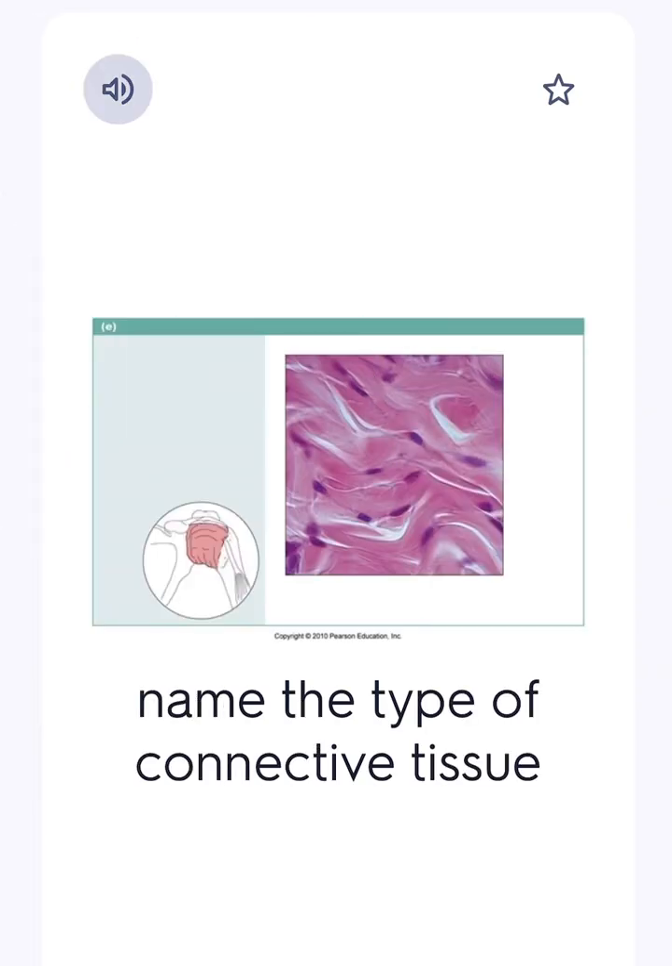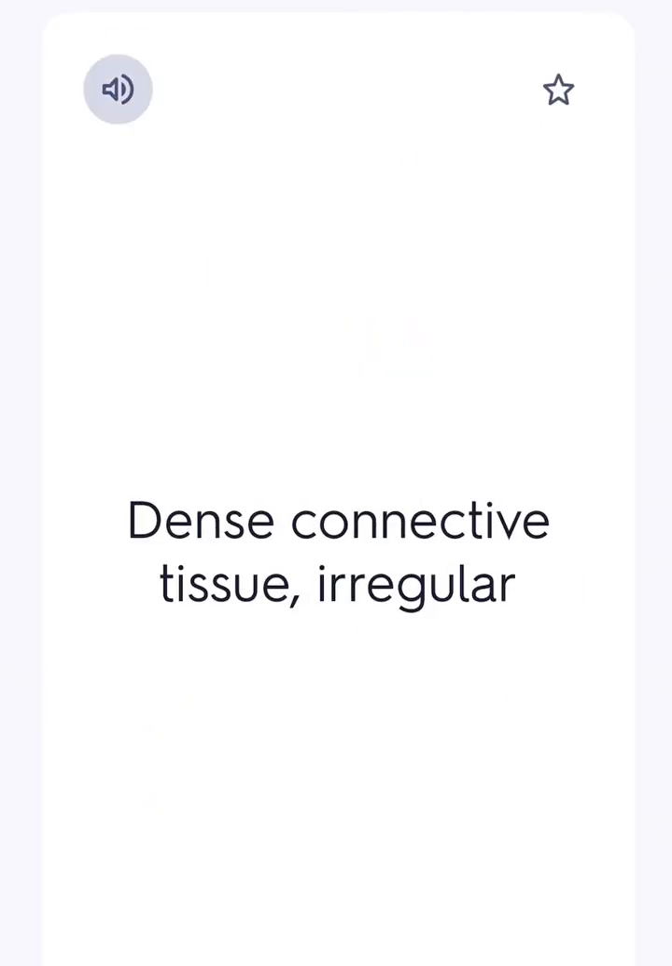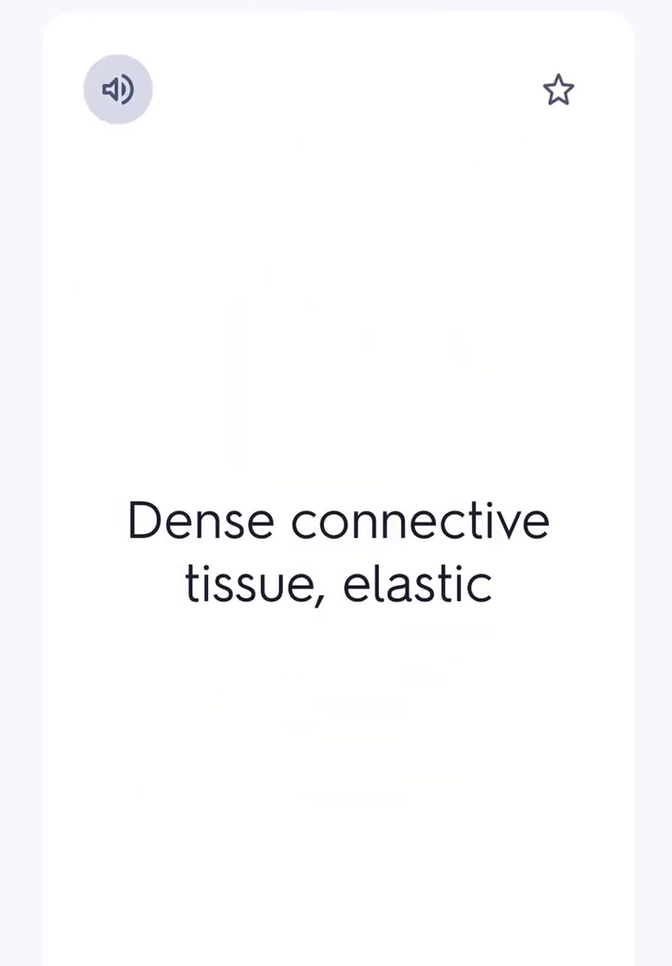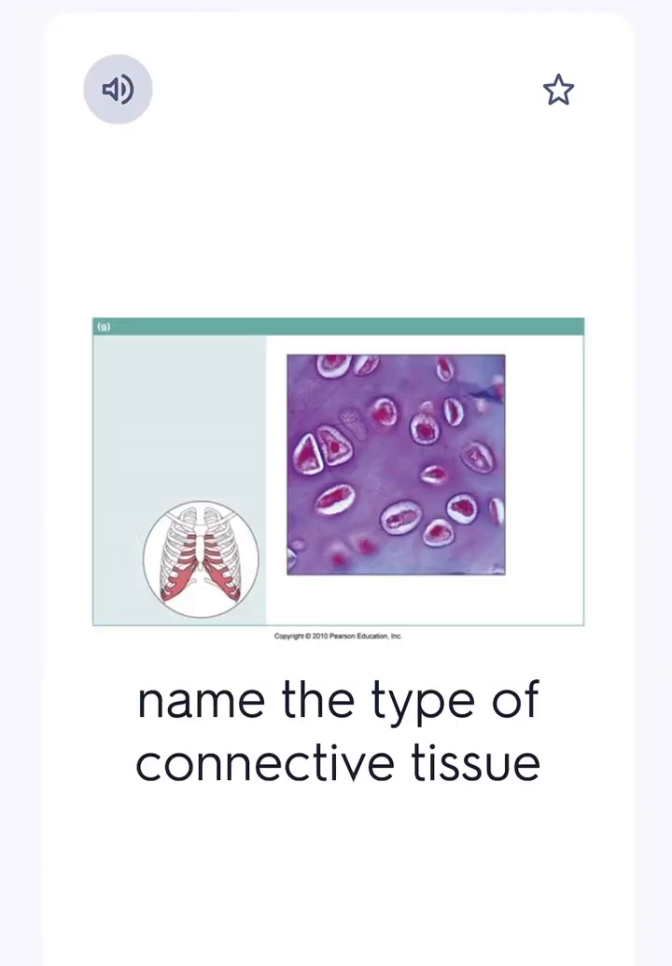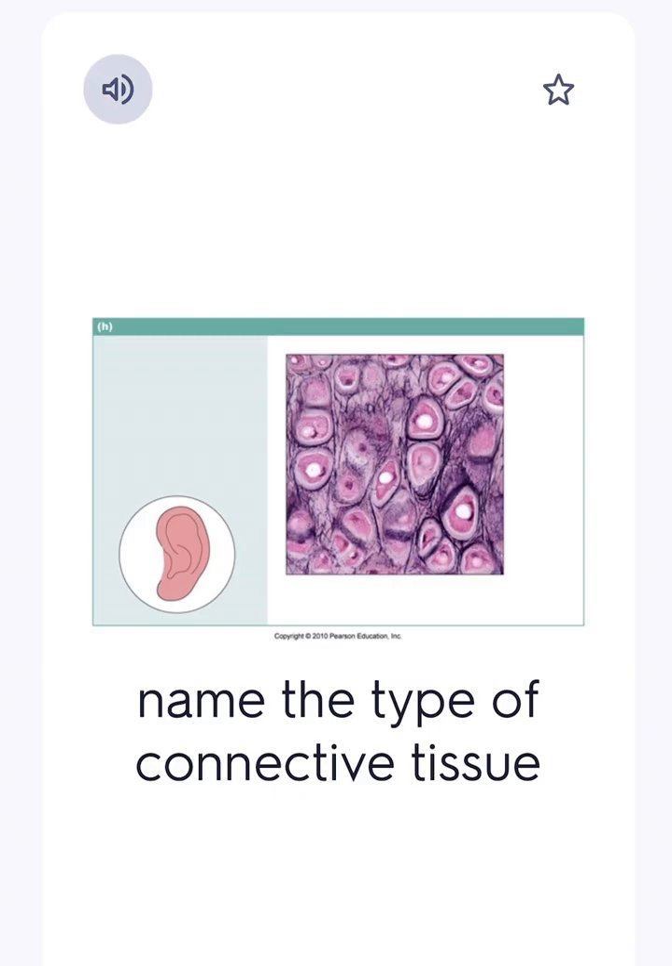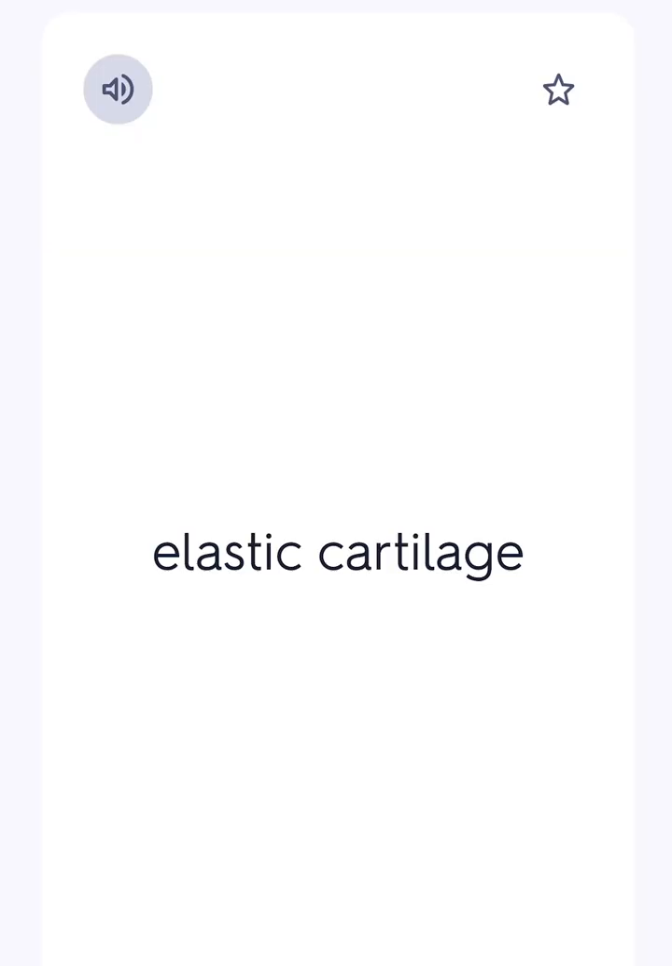Name the type of connective tissue. Dense connective tissue, irregular. Name the type of connective tissue. Dense connective tissue, elastic. Name the type of connective tissue. Hyaline cartilage. Name the type of connective tissue. Elastic cartilage.